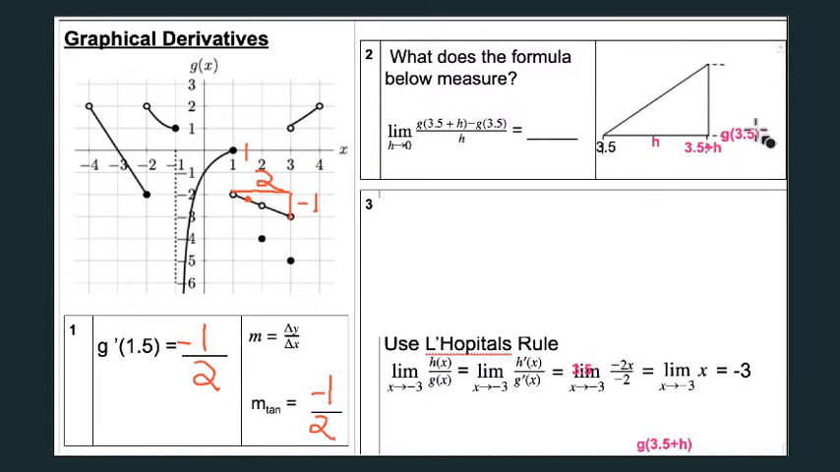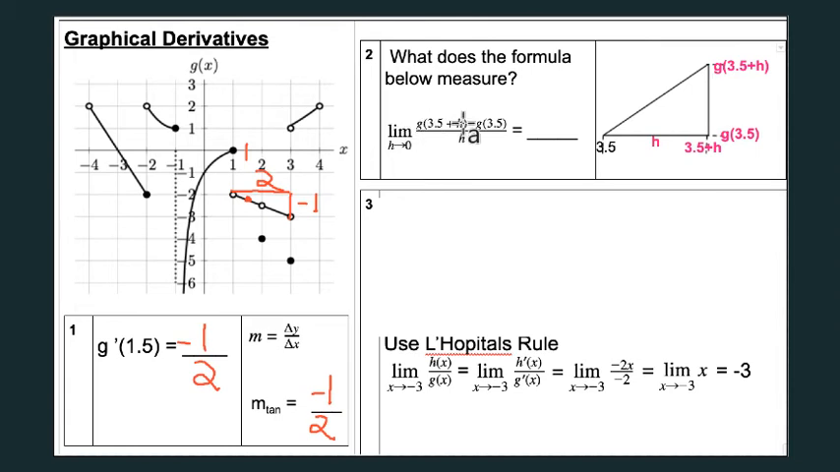Here's what we're going to do. We've got G at 3.5 there, and then what we need to do is grab this one here to get G at 3.5 plus H, and we're going to bring that up to here. Okay, so now what we've done is we've got the change in X shown on the X-axis, the change in Y shown here, and let's see if this matches our understanding of slope.